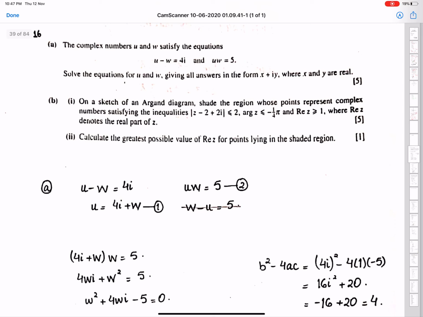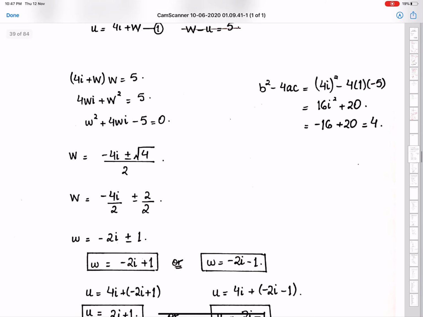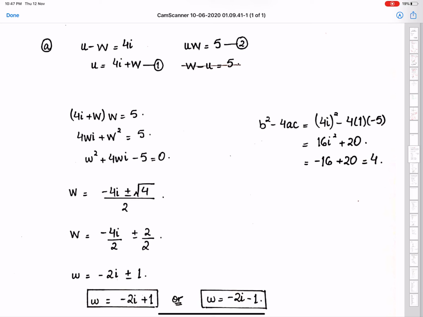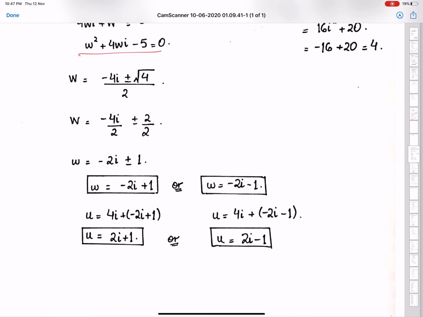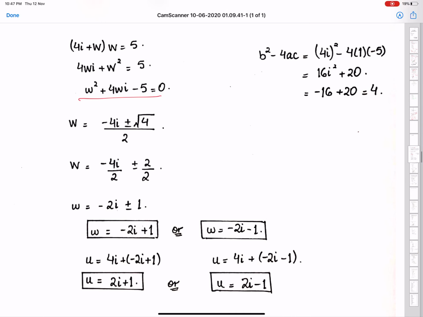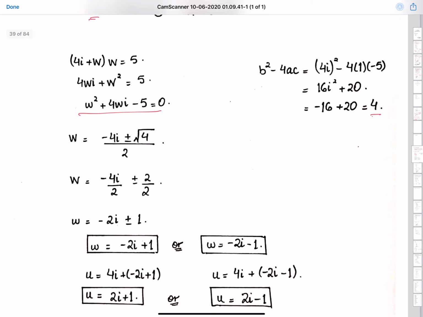Question number 16. First part, we need to solve these two equations simultaneously for U and W. So by solving these two equations simultaneously, we can get W and U. So I substituted U from equation 1 into equation 2 and I got this quadratic equation, and then I used the quadratic formula, and I got two values of w, and I simplified b square minus 4ac here.